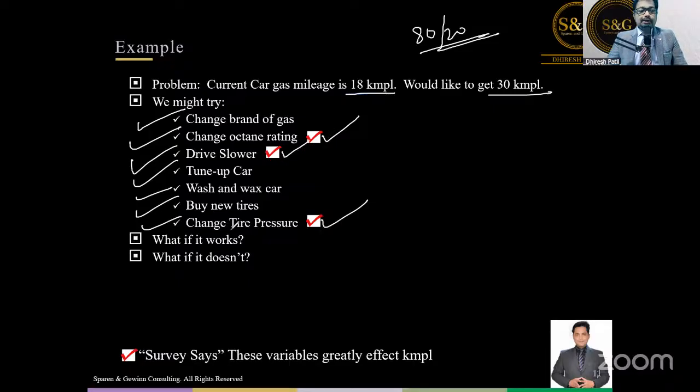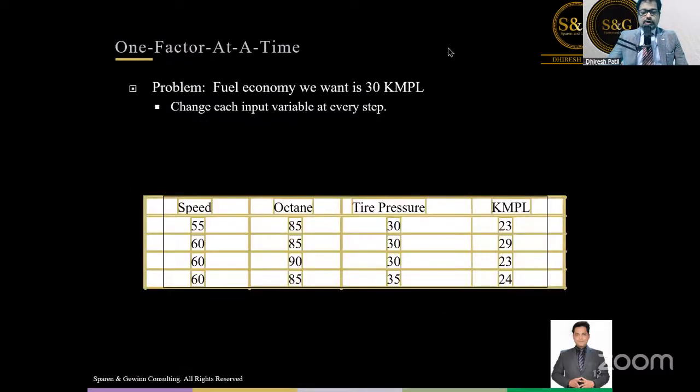Okay. Now they wanted to run the OFAT keeper strategy experiment. So they did it like this. The first step is they select the lower and higher setting, which we call the levels. See, this is a factor. Speed is a factor. Octane rating is a factor. Tire pressure is a factor. And speed, let's say, the lower setting is 55, higher setting is 60. Okay. Octane, lower setting is 85, higher setting is 90. These are called levels. Okay.